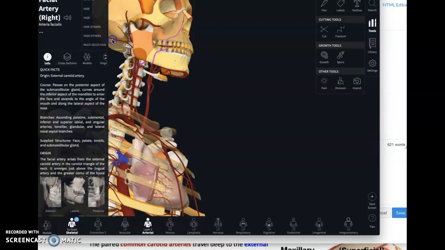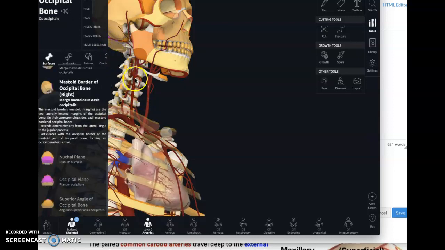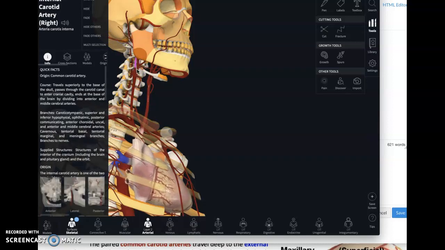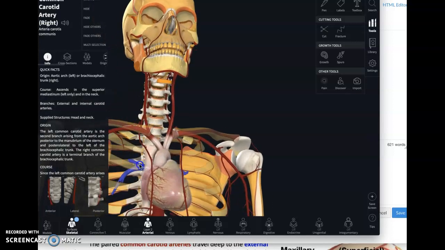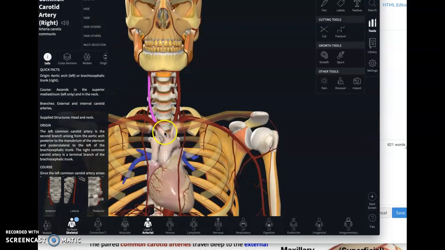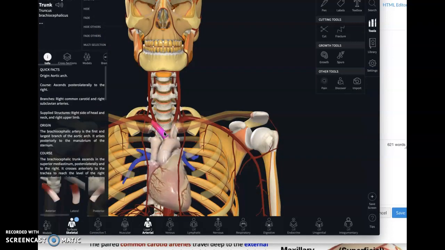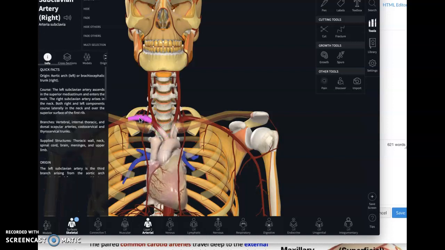What do you think that one's called? Yep, it's the occipital artery. Now we have the internal carotid right there. And this is what your physiology teachers are going to talk about. That's the carotid bodies. You have a bunch of sensory receptors in there. So this is the internal carotid. So this is the carotid artery on the right side. So the brachiocephalic artery, there's only one, branches into the right subclavian and right carotid.